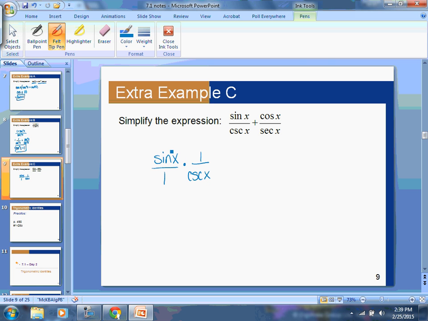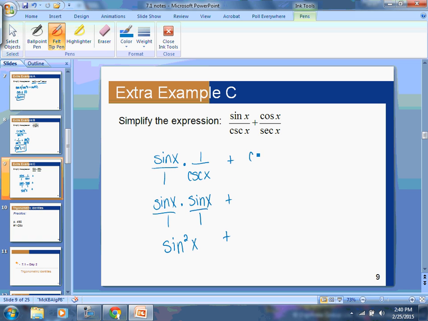Now the numerator piece is fine. I like sine of x. Sine of x is okay. But this cosecant x, 1 over cosecant, that's the same as sine of x. So then this will simplify down into sine squared of x. Oh, okay. Well, let's see if we can do that for the other fraction.